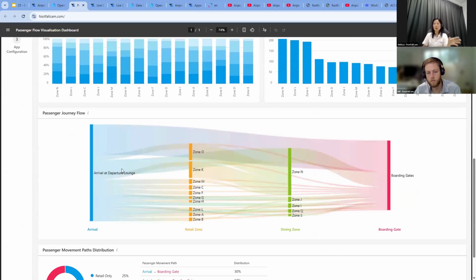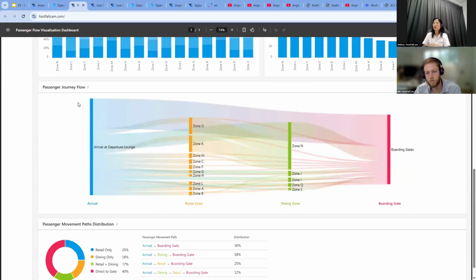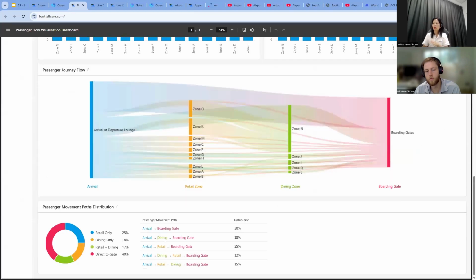So all the way from the departure lounge and all the different zones before the boarding gate. You can see a majority of them, some go straight to the boarding gate, some go dining, then boarding gate, some go retail, some go both, then boarding gate. So all these are aggregated for a specific flight, and this allows you to drill down on there.